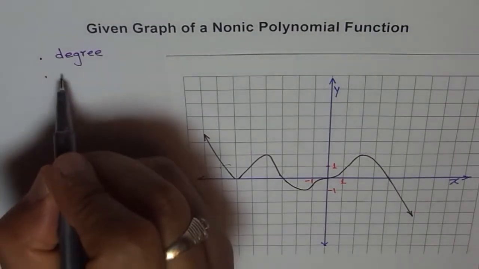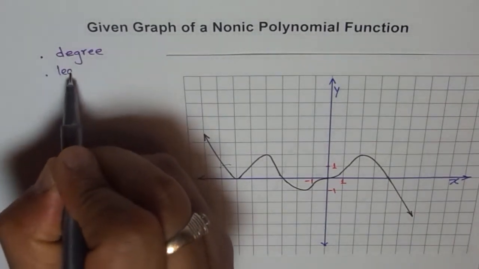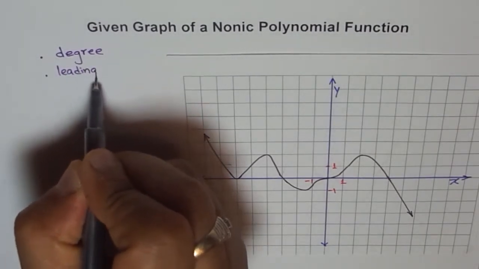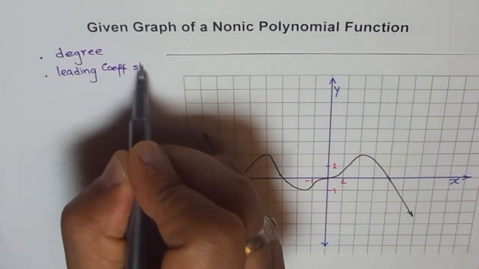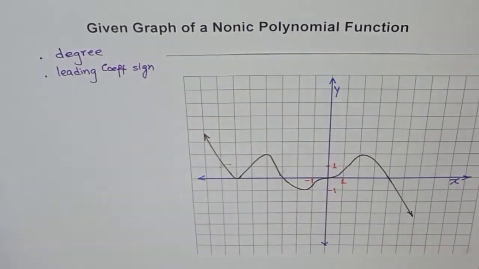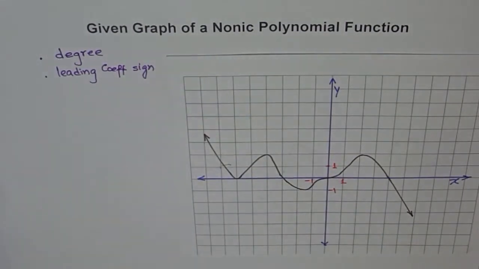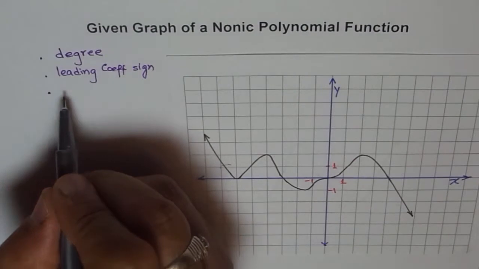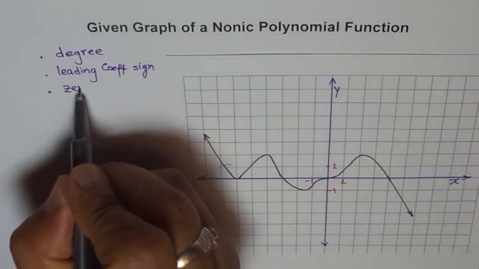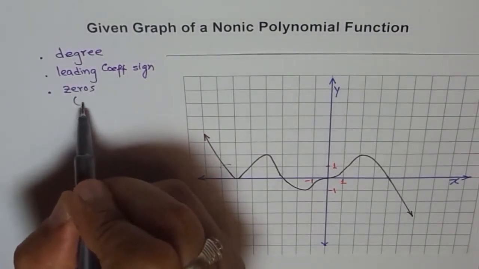Second thing is what is the leading coefficient? I should say leading coefficient sign, okay? I'm not interested in the value of leading coefficient at present, okay? Just the sign of leading coefficient. Okay. Now, third thing is I want to know about the zeros along with their multiplicity.